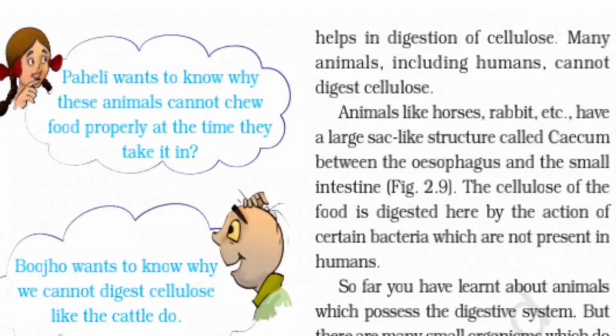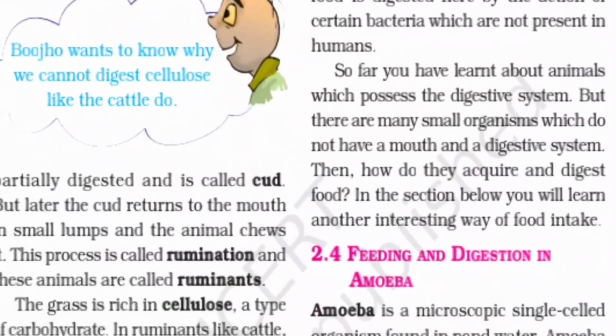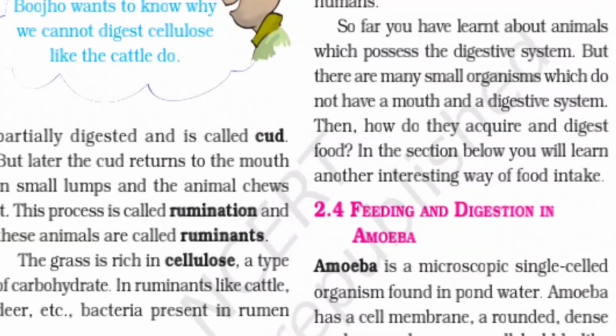So far, you have learned about animals which possess a digestive system, but there are many smaller organisms which do not have a mouth and digestive system. Then how do they acquire and digest food? In the section below, you will learn another interesting way of taking food, feeding and digestion in amoeba.